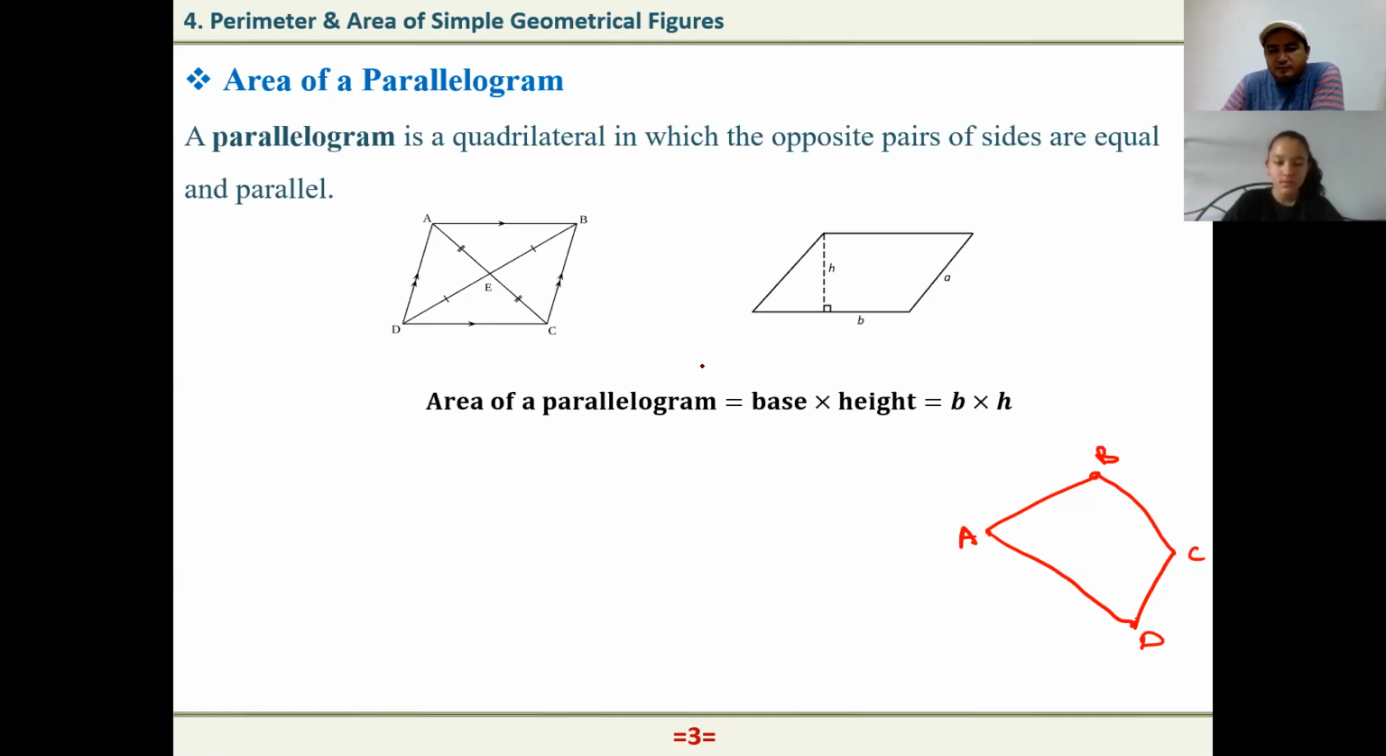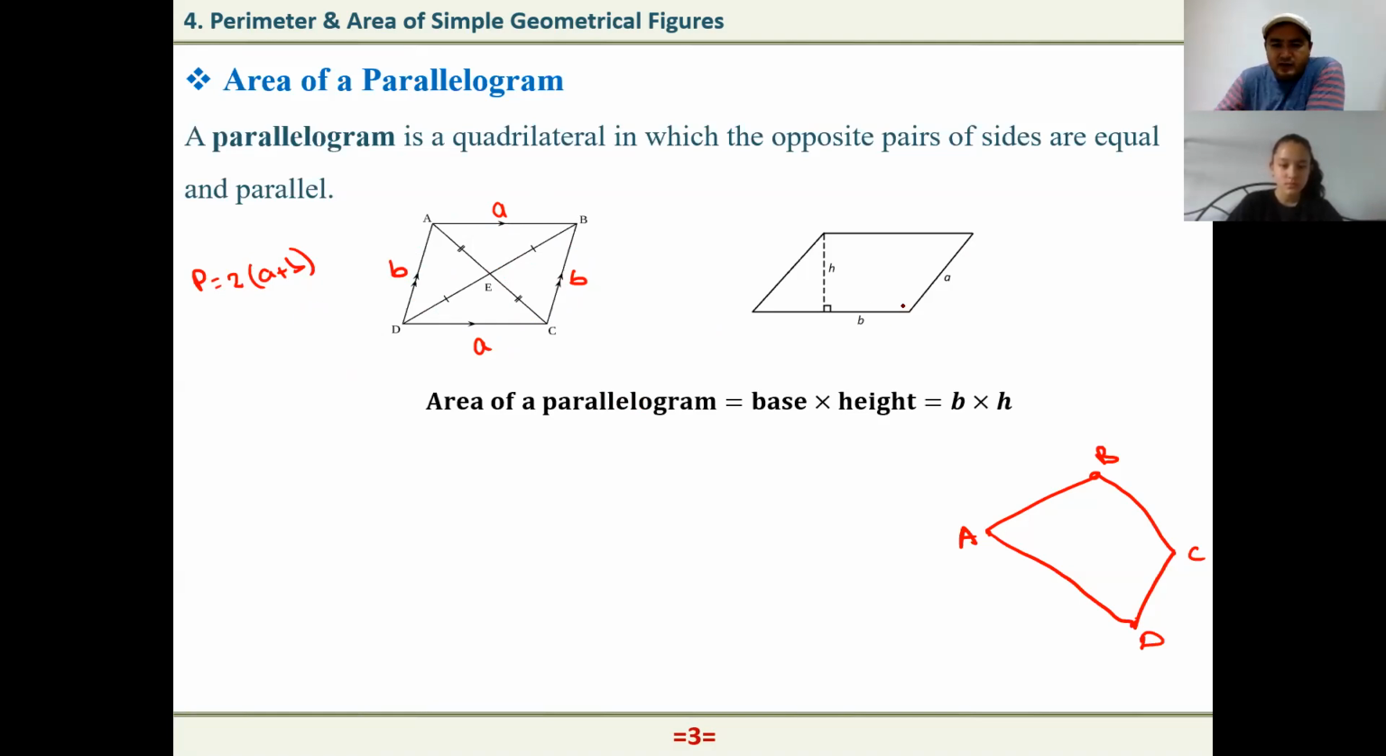And how do you find its perimeter? We know how to find its perimeter, right? The length of this side plus this side plus this side plus this side. If this side is B, this one is B, and this side is A, and it's A, what is its perimeter? It is similar to the rectangle, 2 times (A plus B), because A plus A plus B plus B is the length of the boundary, right? This is how you find the perimeter.